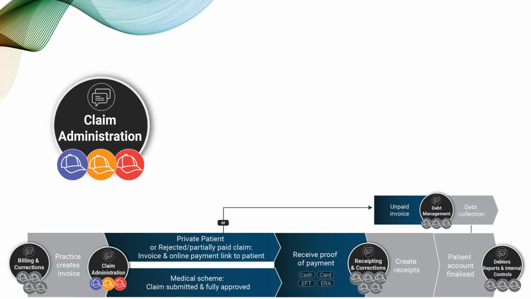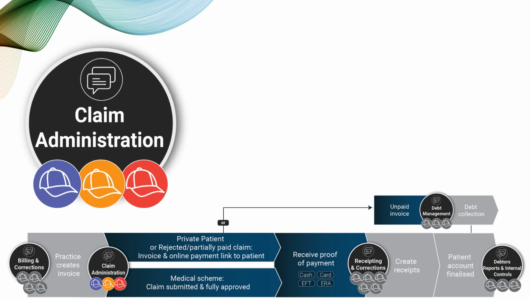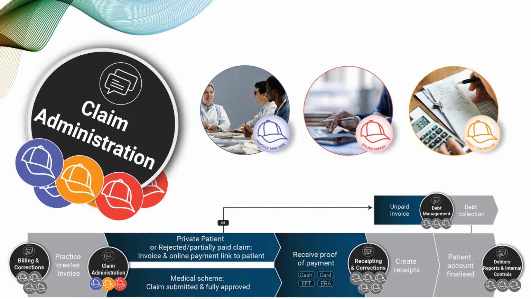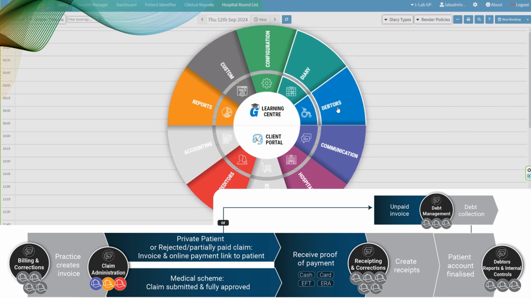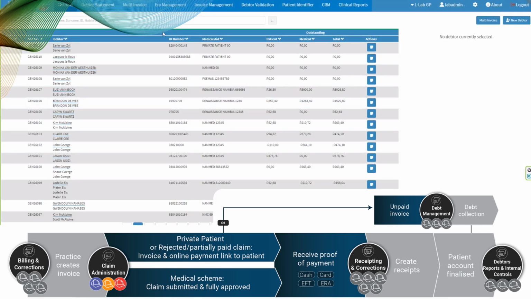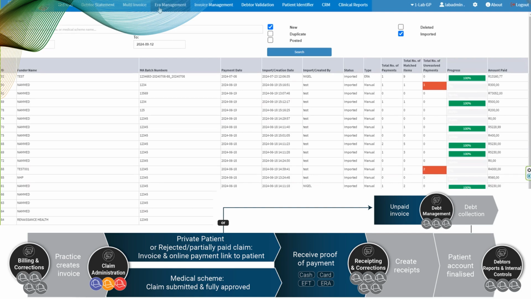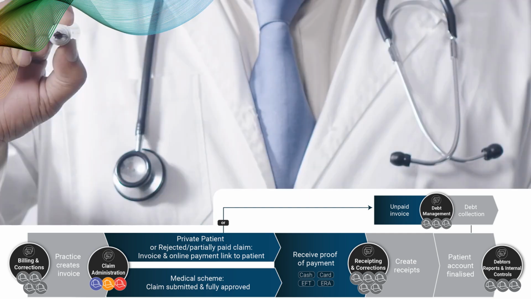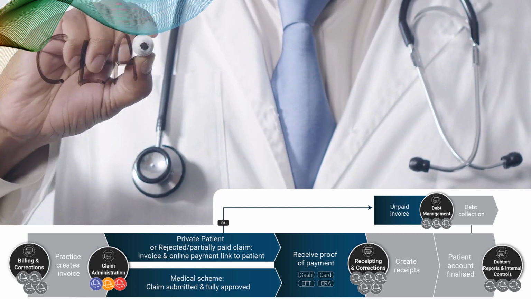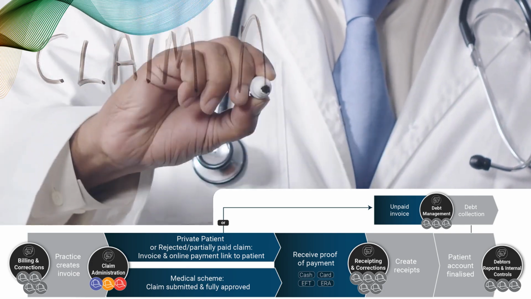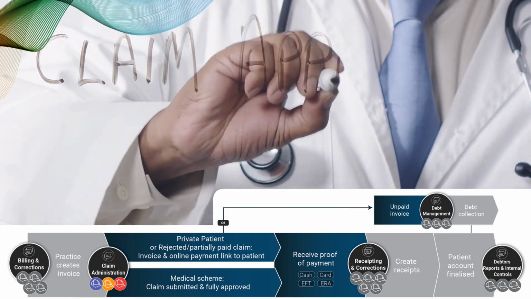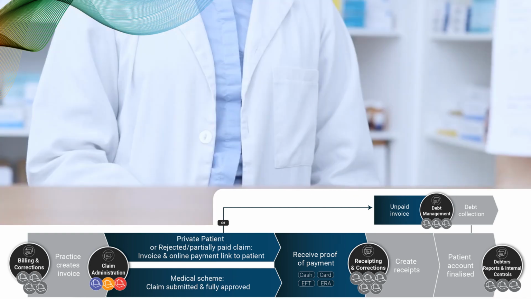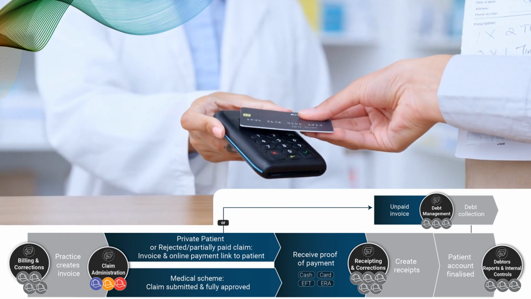The second process involves claim administration. The practice manager, billing expert, and credit controller are involved in the claim administration process. The medical scheme claim is sent directly to the medical scheme through real-time switching. The medical scheme can either approve the claim fully or partially. If approved, the practice receives a remittance advice that can be processed manually or electronically. If the claim is rejected or only partially approved, the remaining balance becomes payable by the debtor.